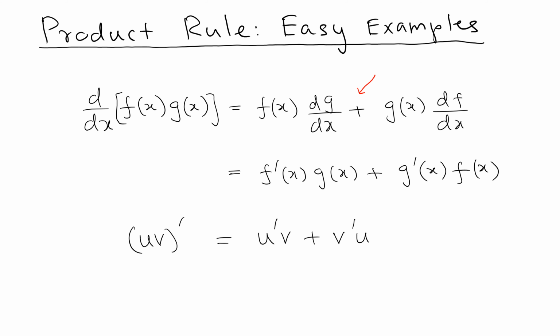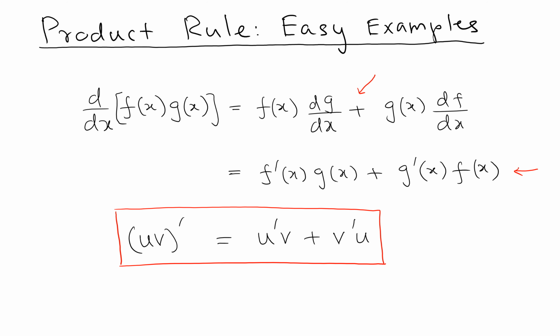You can write it using the prime notation like this: f'(x)g(x) plus g'(x)f(x). Since this is a plus sign, there's no special order you need to write in, but you only take the derivative of one of them, not both. And this is the more common way to write it, using the prime notation, so this is the one we mostly use. So let's see several examples.